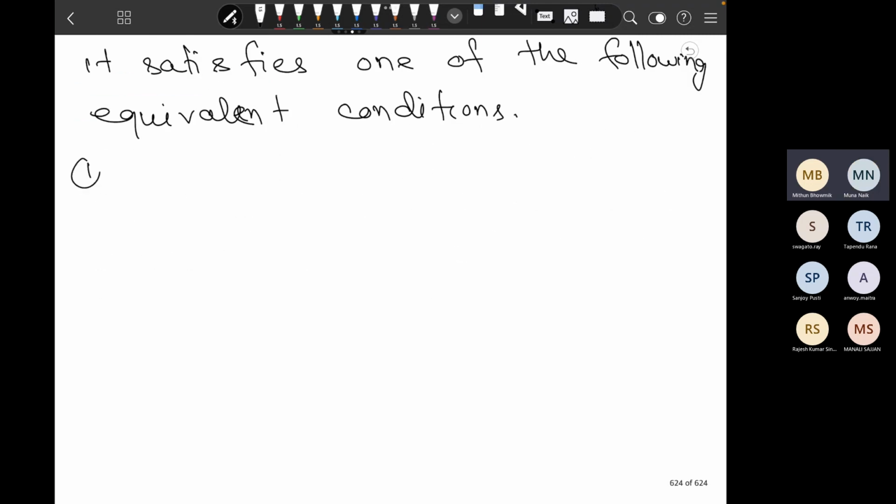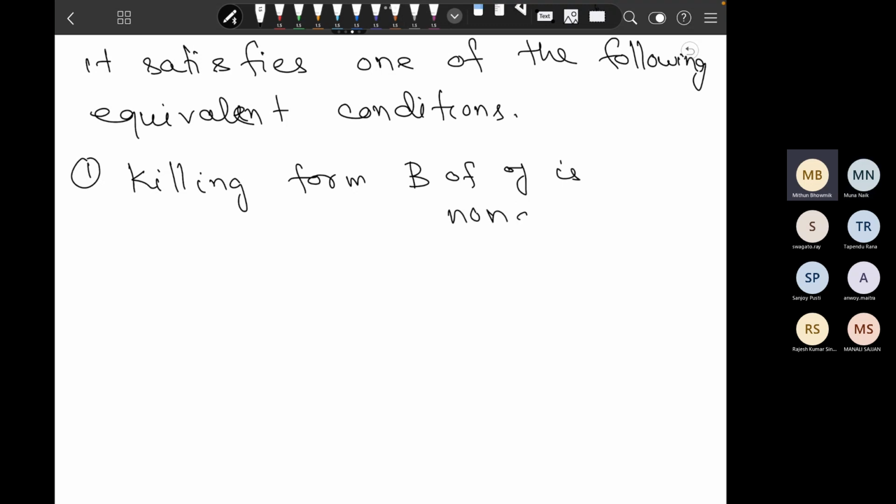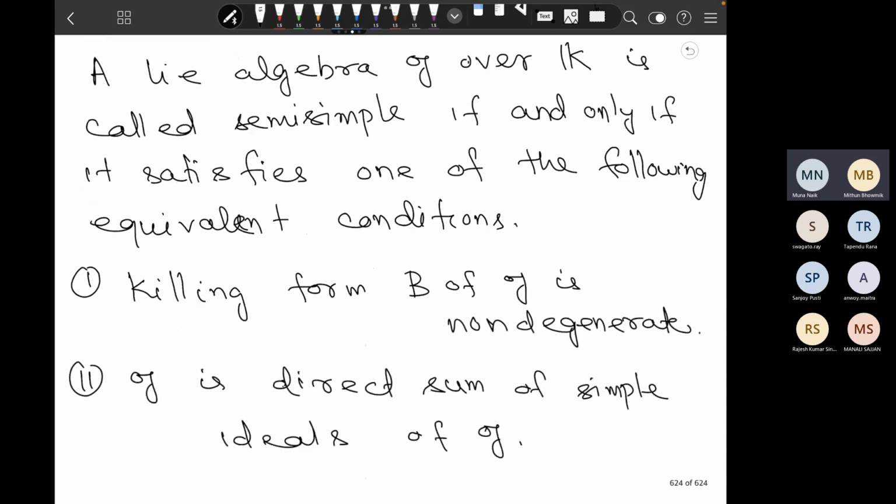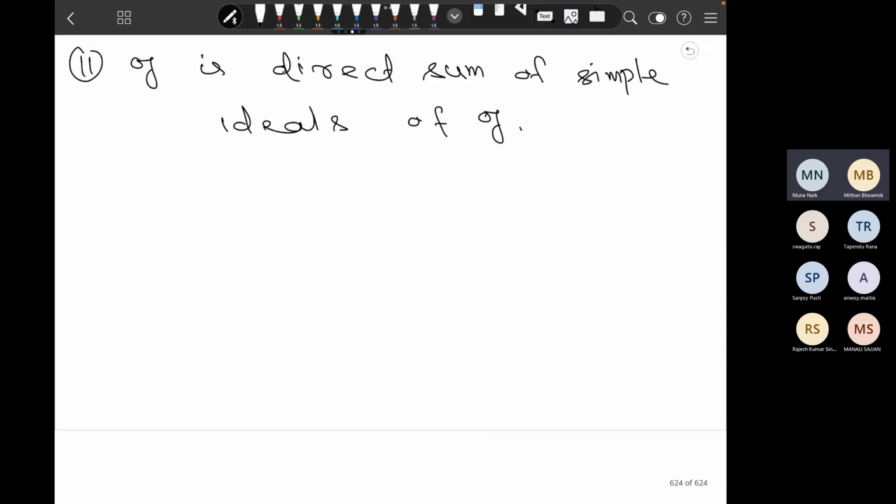So first is really G, the scaling form B of G is non-degenerate. Second thing is G is direct sum of simple ideals of G. So you can take one of the things as a definition. Okay. So another definition.